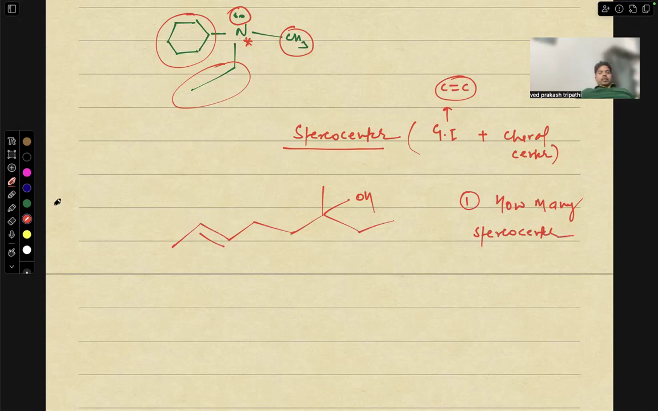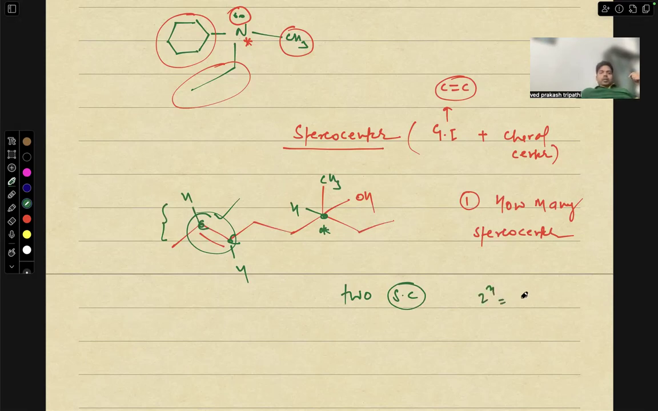So look at this double bond. If you expand this double bond, here we have a hydrogen and here we have a hydrogen. Now this carbon has two different connectivities, and this carbon also has two different. So this is showing geometrical isomerism. And this carbon has here methyl, ethyl, OH, and there is a hydrogen. So this one is a chiral carbon. So we have two stereocenters. If the question is how many stereoisomers, then we could say 2 to the power n, where n is the number of stereocenters. So 2 to the power 2, which is 4. So we have 4 stereoisomers.